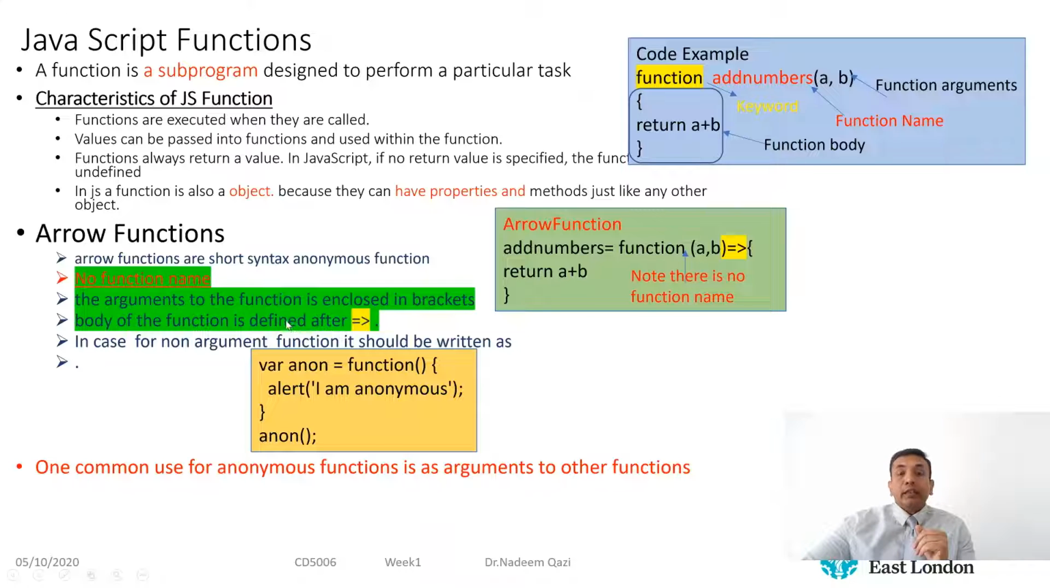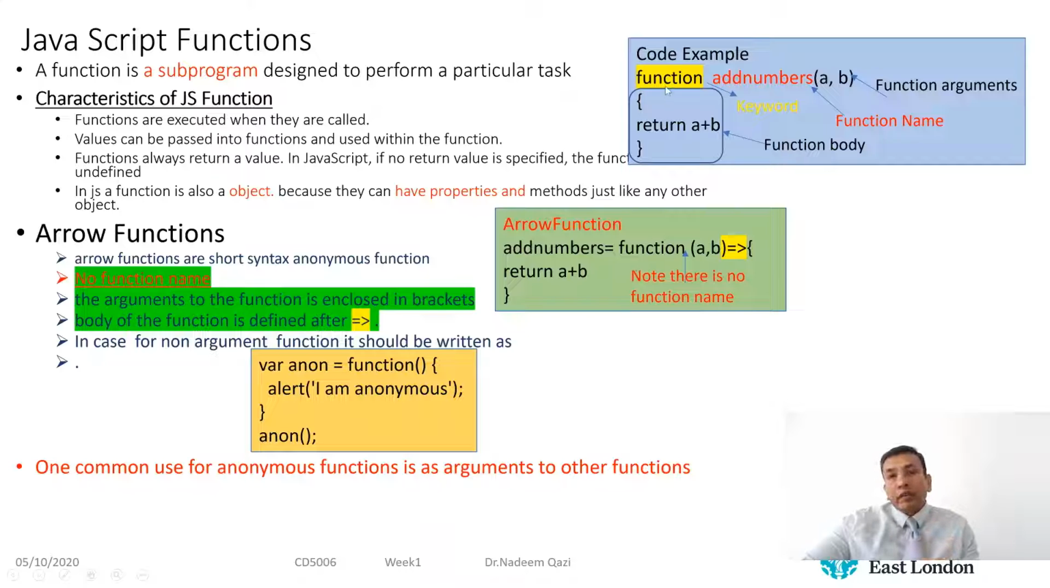The second thing is that arguments are passed in brackets, the same as we have seen here. But the difference is that before this curly bracket, we put this arrow sign, an equals-to sign followed by a greater-than sign, for an arrow function. So note that this is the definition of an arrow function. The same function that I have written here is rewritten in the form of an arrow function.